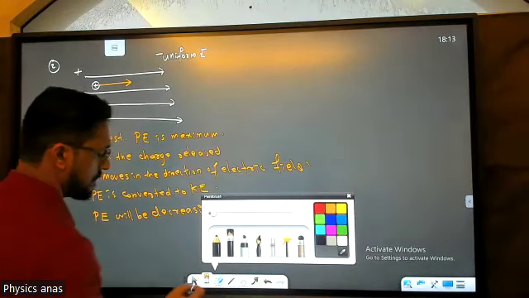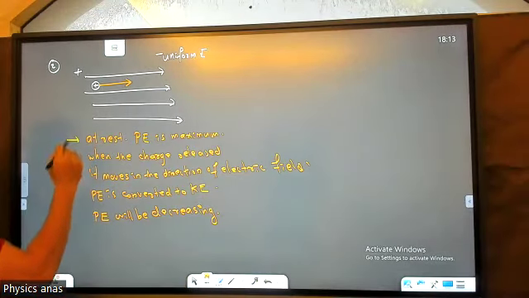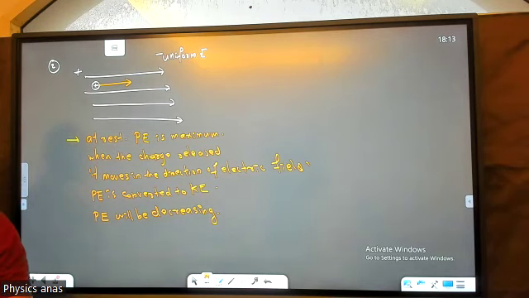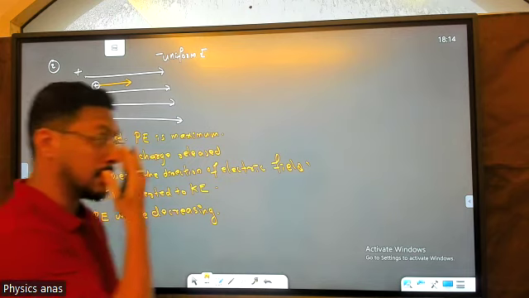I will repeat it. At rest, potential energy is maximum. When the charge is released, it moves in the direction of the electric field, and potential energy is converted to kinetic energy. So potential energy is decreasing. That's the idea we got from this question.